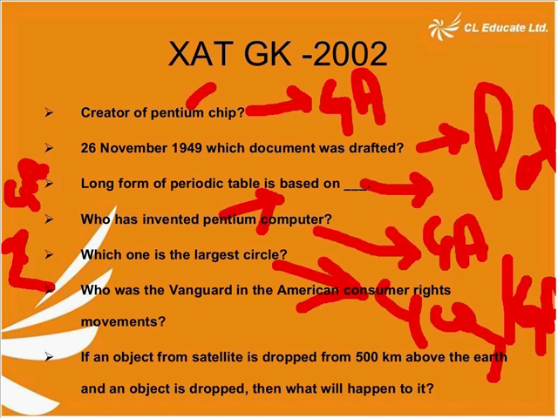If an object from a satellite is dropped from 500 km above the earth, then what will happen to it? Now this was from the science and tech area. So I hope we can see a number of questions from various areas: science and tech, general awareness, polity, and economics questions will also be featuring after some time. And today we have a lot of economics, rather.